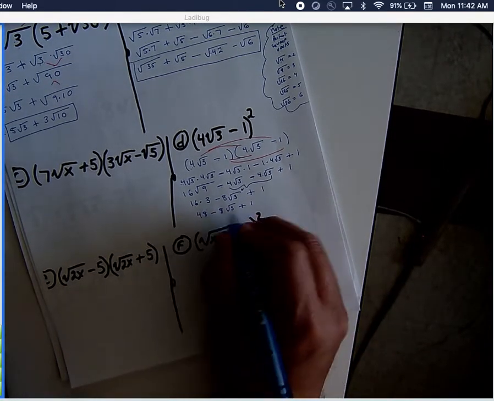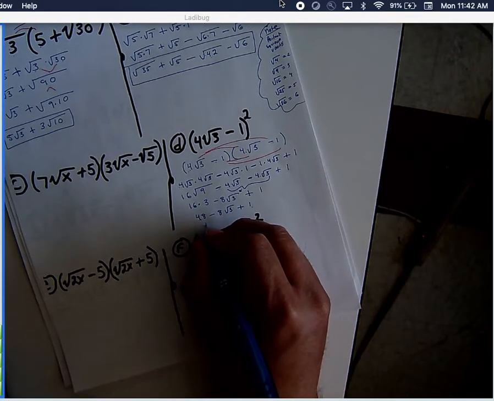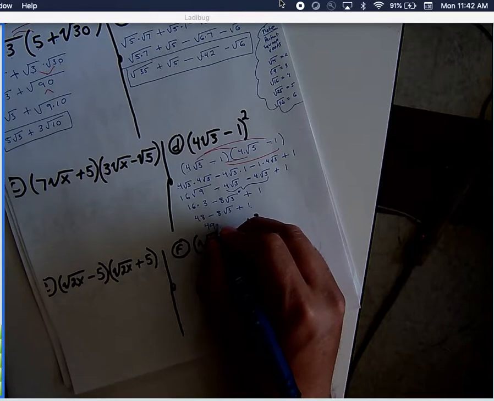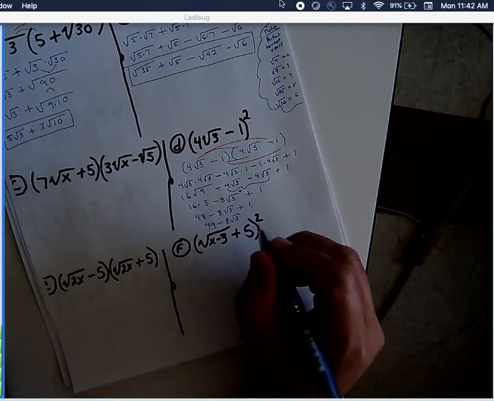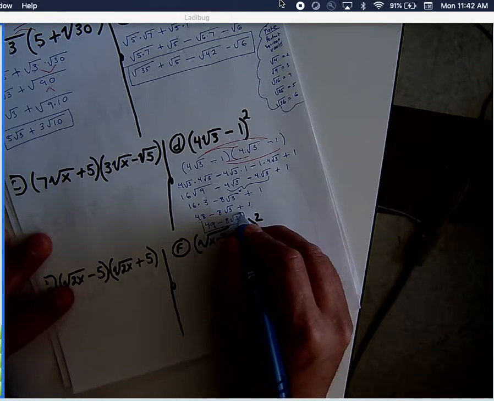Oh, no, wait, I forgot. The numbers, guys. The numbers can be combined like terms. So that would be 48 plus 1 would be 49. That's the answer.